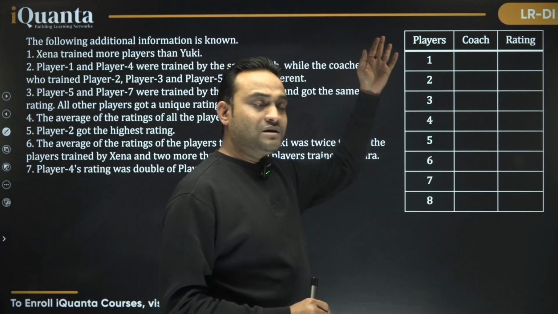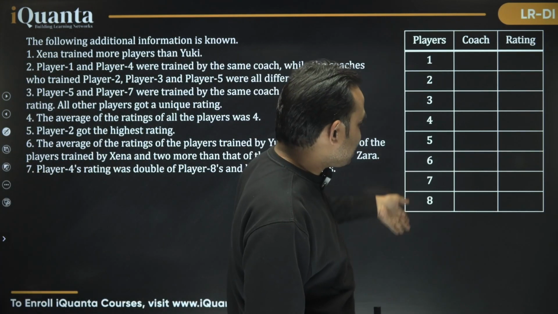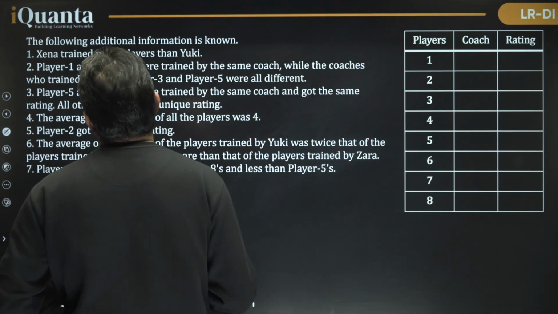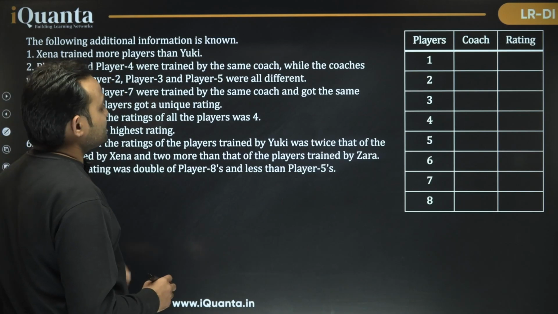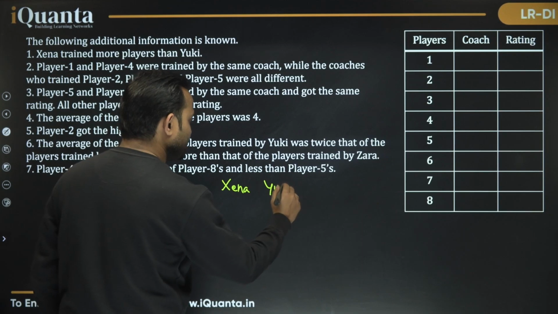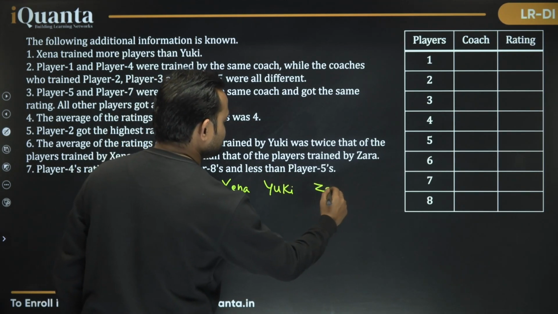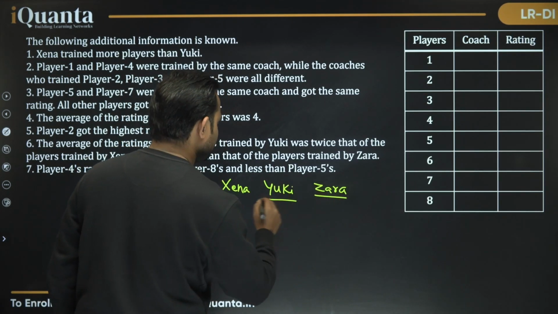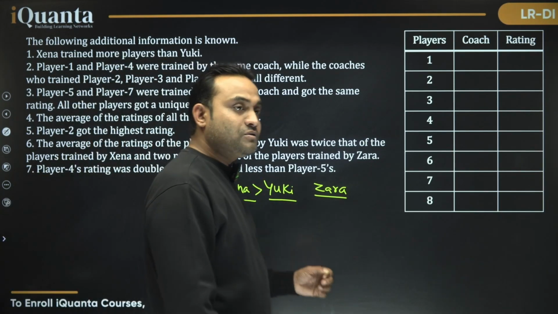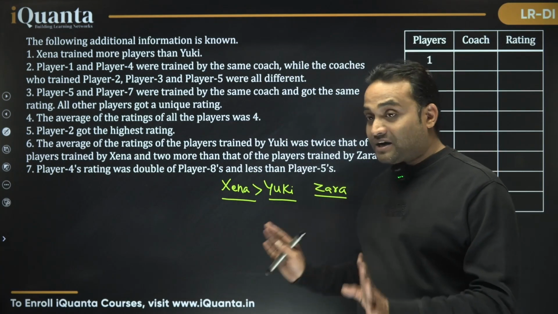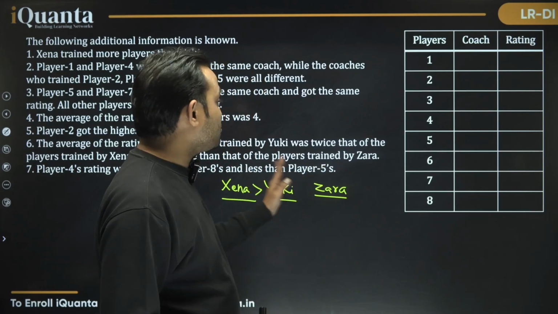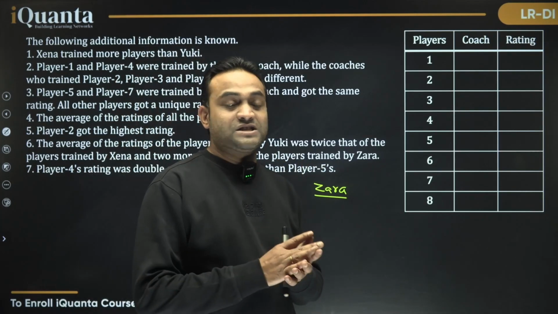I have taken a table where there are players 1 to 8, coaches and ratings. Now let's see. Zena trained more players than Yuki. So Zena, Yuki and Zara. It's given that Zena is more than Yuki. Now we don't know anything about Zara, but think about this. There are 8 players who were coached by 3 coaches, right? So there will be some distribution.